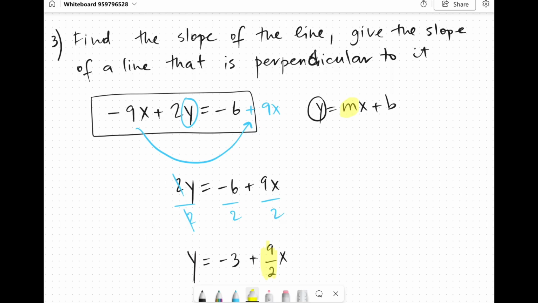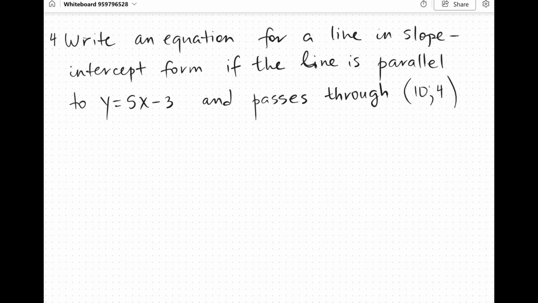So let's think about what would be the slope of the line that is perpendicular. Well, remember, perpendicular lines have slopes that are opposite in sign. This one is positive, so ours will be negative. And the reciprocal, so instead of 9 over 2, you flip it, it becomes 2 over 9, and that's your answer. So here is your question number 4.